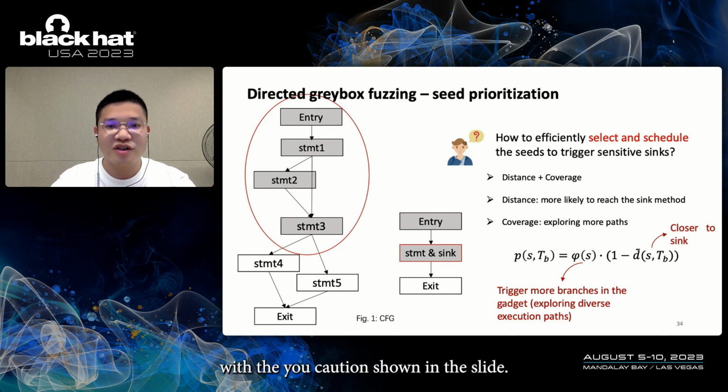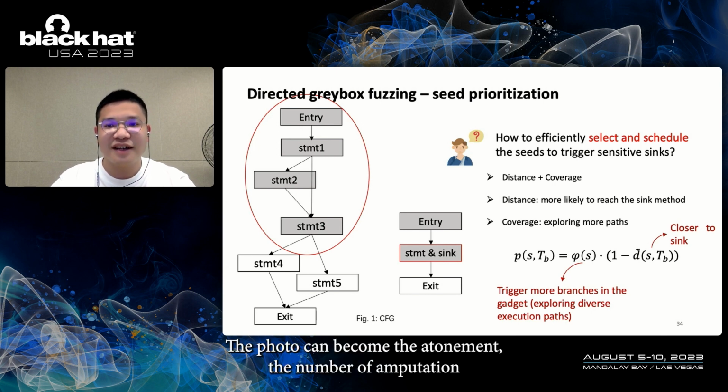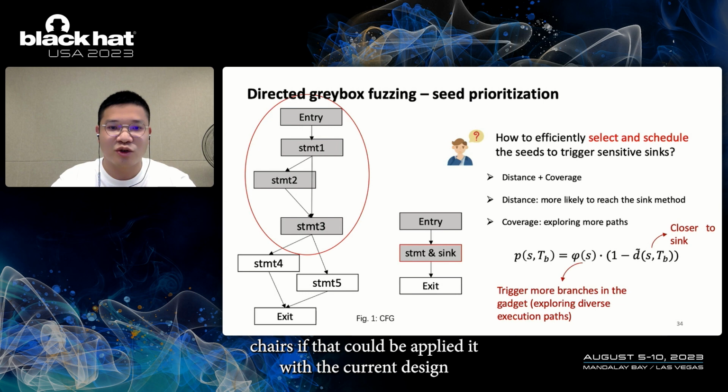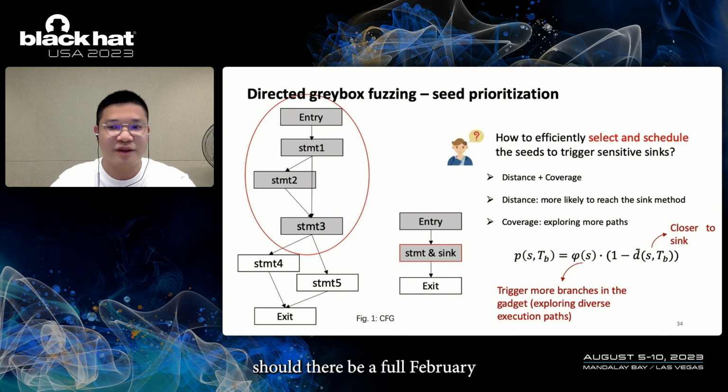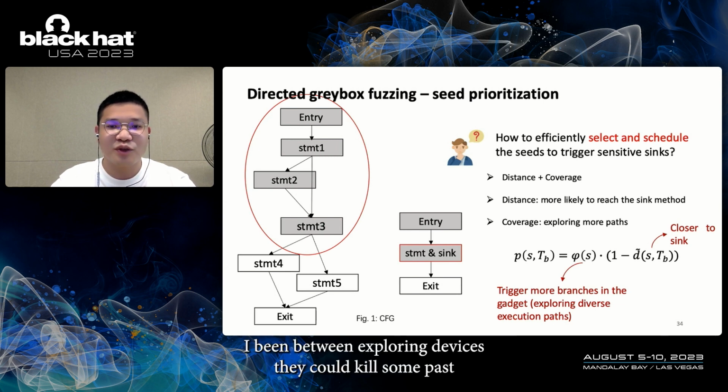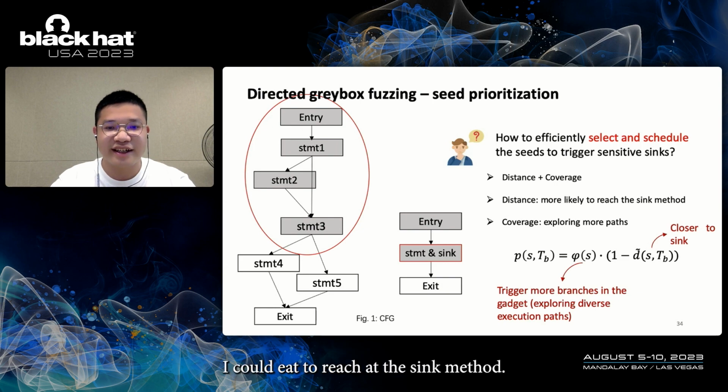With the equation shown in the slide, the fuzzer can determine the number of mutation chances to be applied to the current seed, and evaluate whether the mutated seed should be favored. This strikes a balance between exploring diverse execution paths and prioritizing seeds that are more likely to reach the sink method.